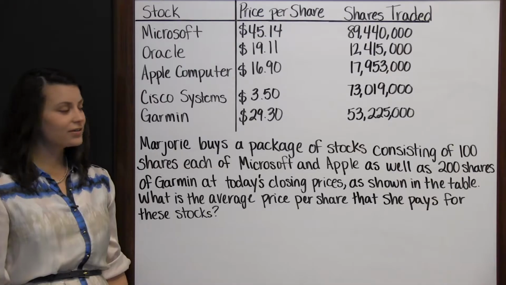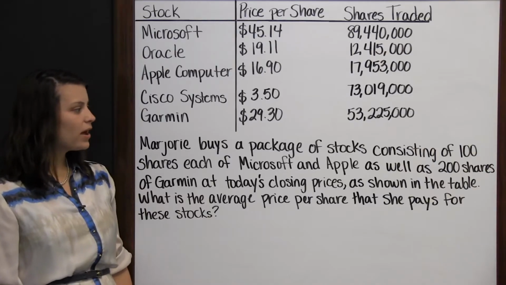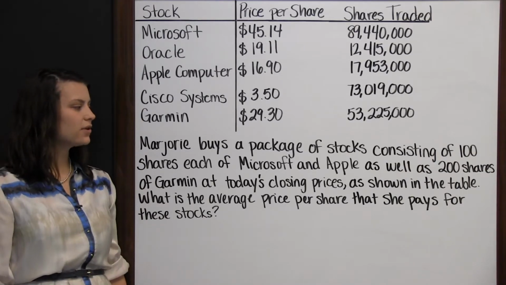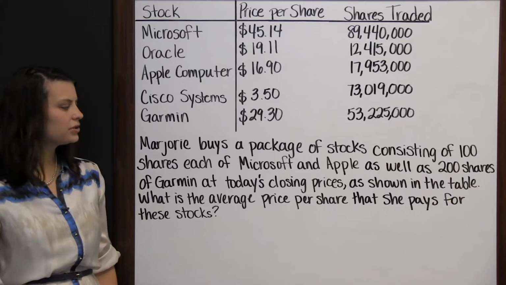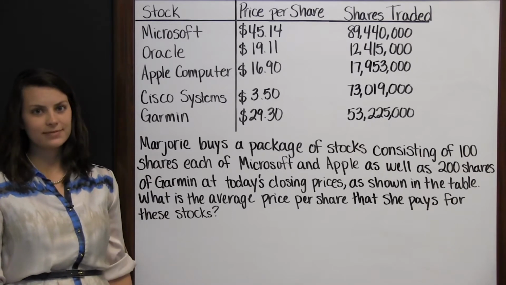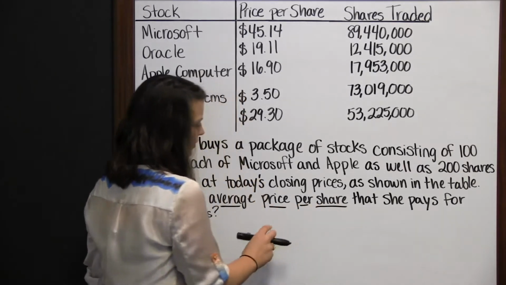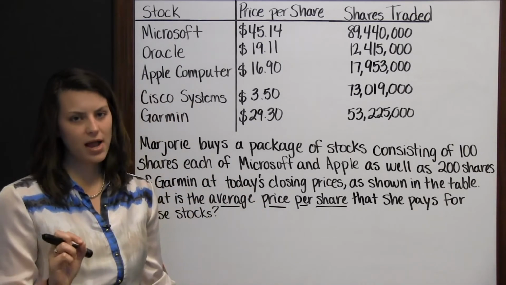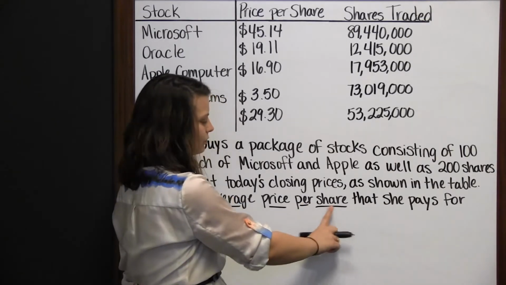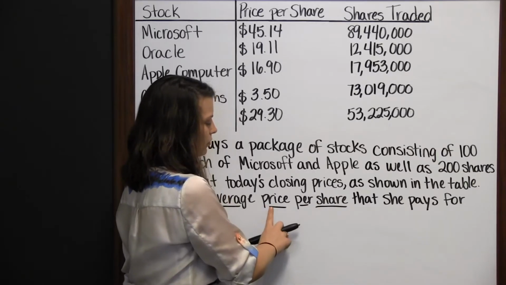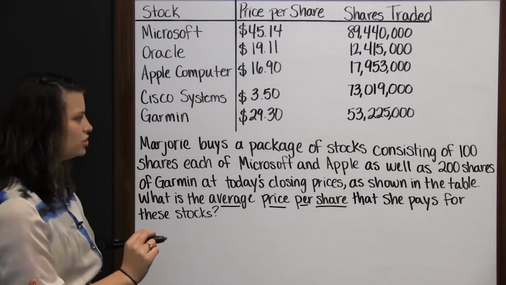Marjorie buys a package of stocks consisting of 100 shares each of Microsoft and Apple, as well as 200 shares of Garmin at today's closing prices as shown in the table. What is the average price per share that she pays for these stocks? To find this average price per share, first, I need to find the total price. Then I have to find the total shares and divide, because this is a ratio, price per share, price divided by shares. So first I'm going to figure out how much money she spent on these shares.